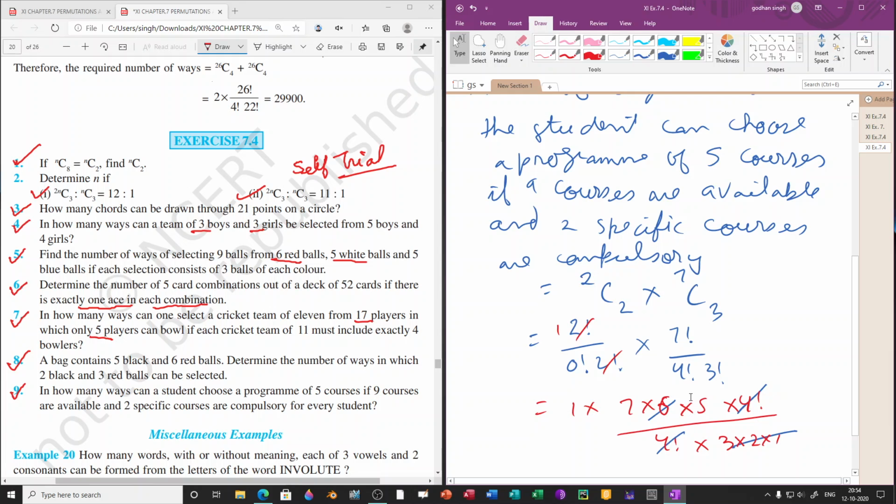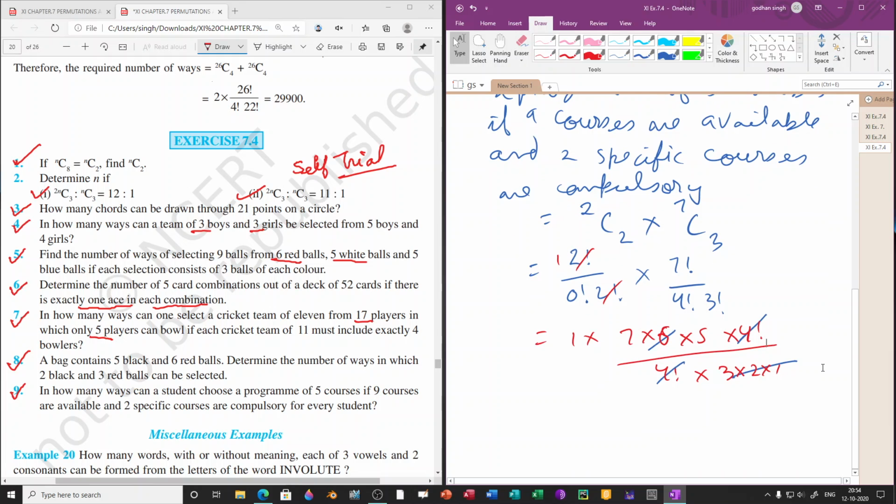Now multiplying whatever is remaining, so what we will be getting is equal to 1 into 7 is 7 into 5, that is 35. So there are 35 ways in which the student can choose a program of 5 courses if 9 courses are available and 2 special courses are compulsory. So this is the answer of question number 9. Also with this, our exercise 7.4 is complete, and also the chapter of permutations and combinations is complete.